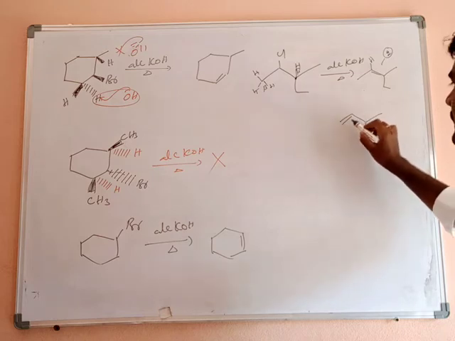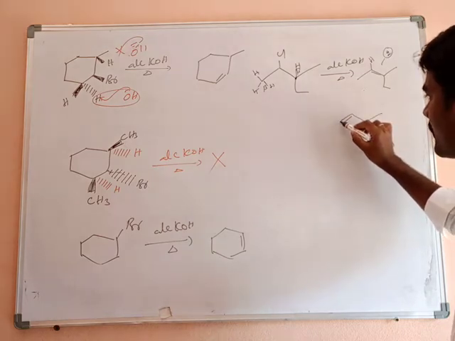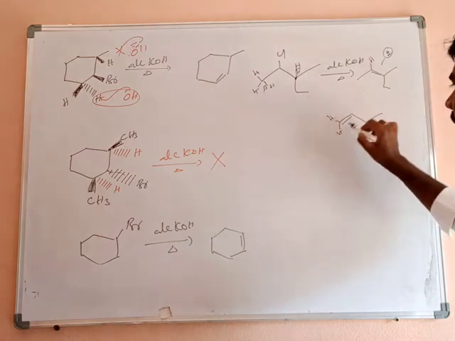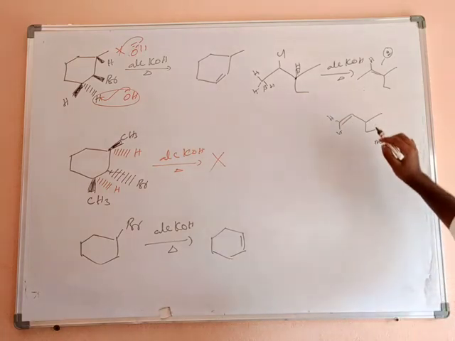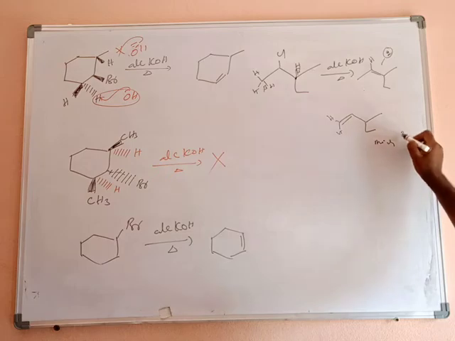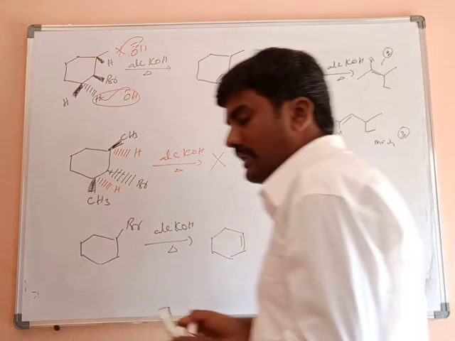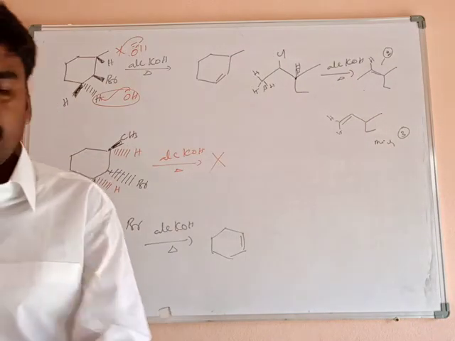How many products will form here? Is there any geometric isomerism? Here two similar hydrogen atoms are there, so it is not showing GI. So this is 2 plus 1. Total 3 products will form.